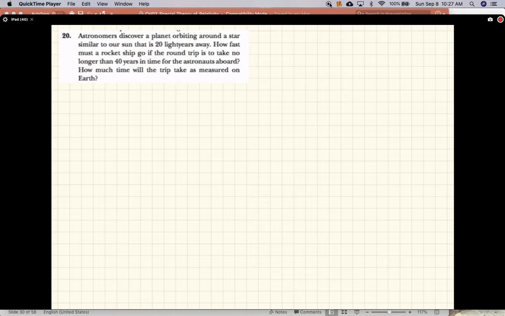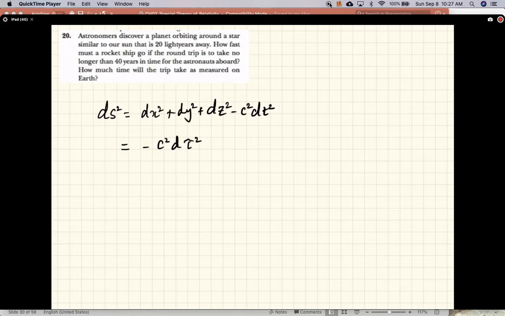Now, a couple of things. We've defined an interval as dx square plus dy square plus dz square minus c square dt square. And this is the proper time that has passed between these two events.